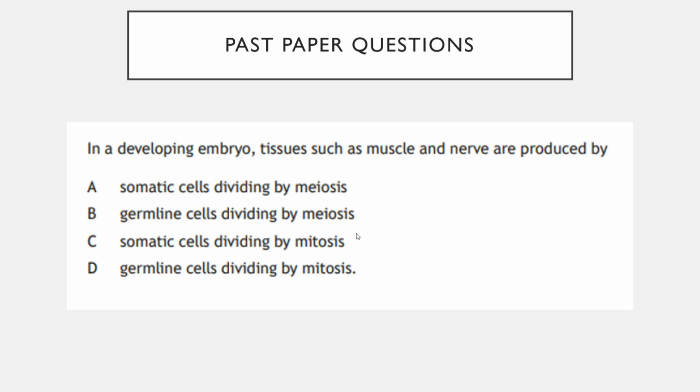So in a developing embryo, tissues such as muscle and nerve are produced by A. Somatic cells dividing by meiosis. B. Germline cells dividing by meiosis. C. Somatic cells dividing by mitosis. Or D. Germline cells dividing by mitosis. Pause the video and test yourself on this question.